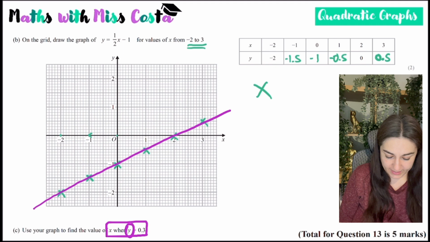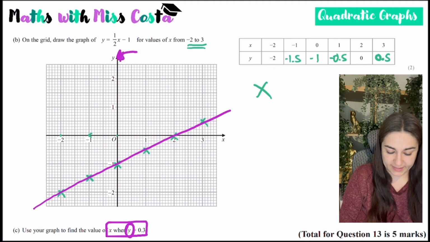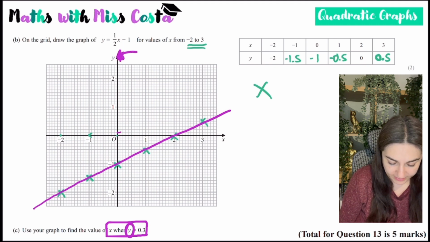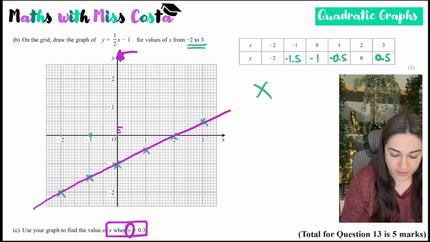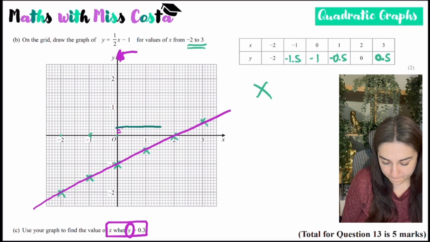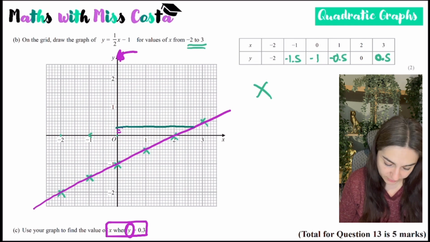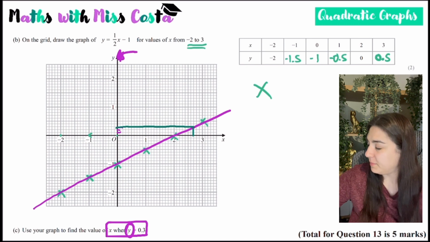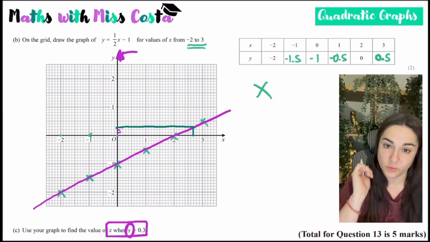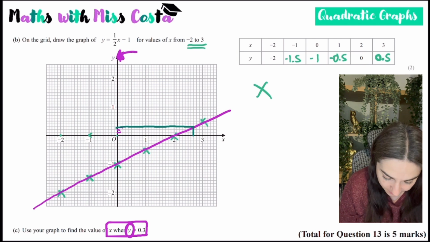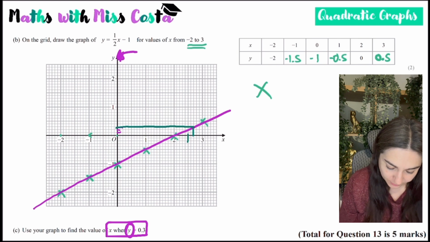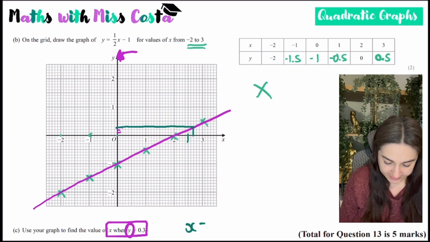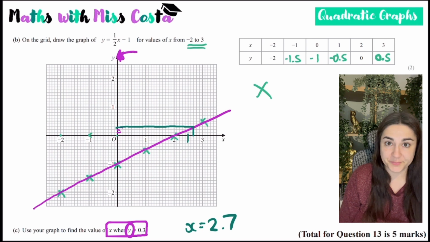So when y is 0.3, this is the y-axis. So we're going to go up, and that's 0.1, 0.2, 0.3. We're going to go along that line until we reach the x coordinate, and then we read downwards. Now mine might be a little bit different because I'm not using the pencil and stuff, but 2.5 is halfway, so 2.6, 2.7. So x is 2.7.